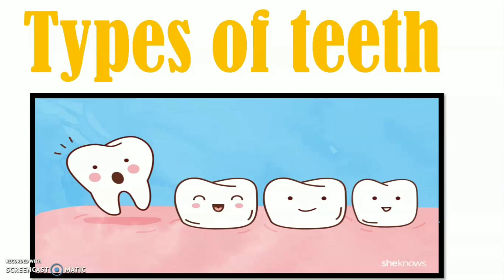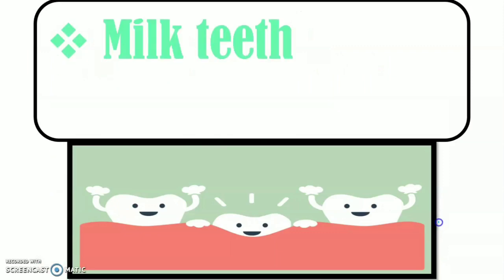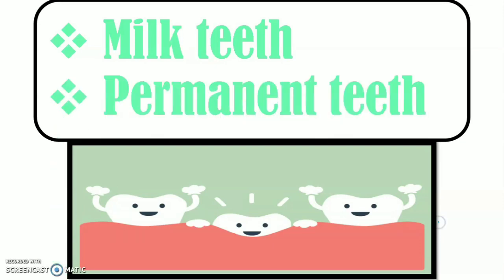Let's talk about the types of teeth now. But I have a question for you. Do you have the same teeth that you had when you were 1 or 2 years old? No, right? You know that all of your teeth had fallen off and the new permanent ones have come. So the teeth that had fallen off are known as milk teeth and the new permanent teeth that have come are known as the permanent teeth.